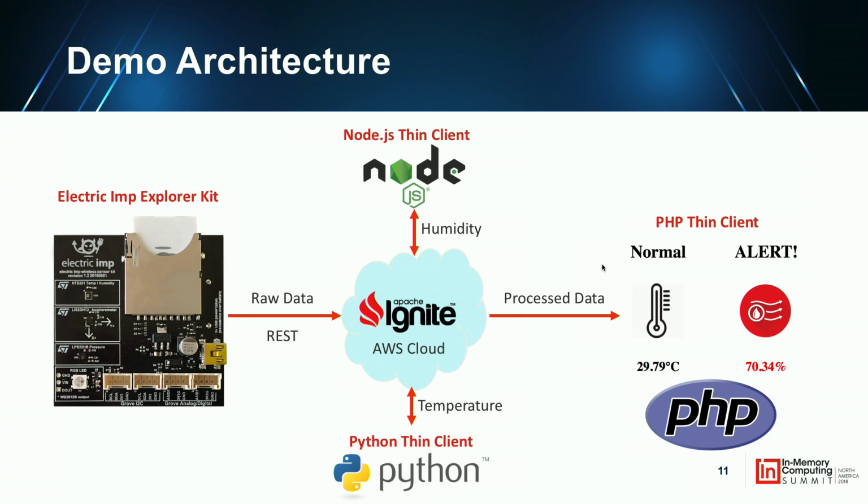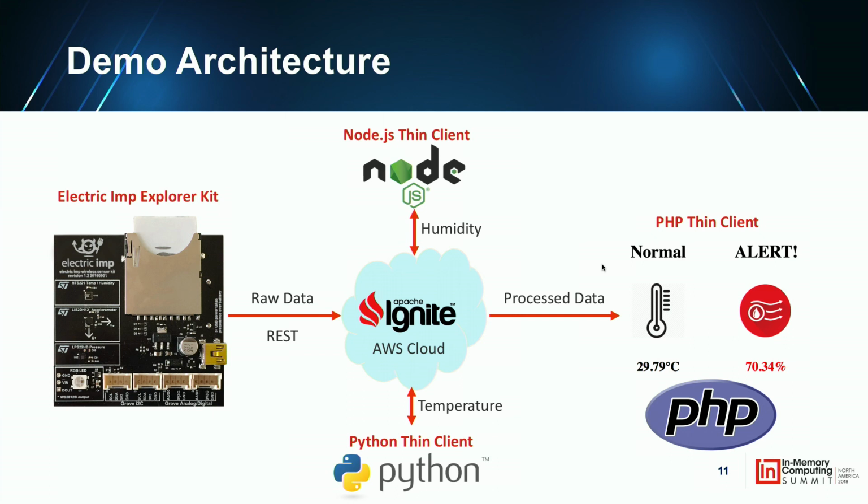There are 2 messages being sent, key values: raw humidity, and its relational humidity, and raw temperature values. And there are 3 thin clients. One is the Node.js thin client. It's written in the Node.js language. It's also running locally on my machine. I will show you the code and how it all works.